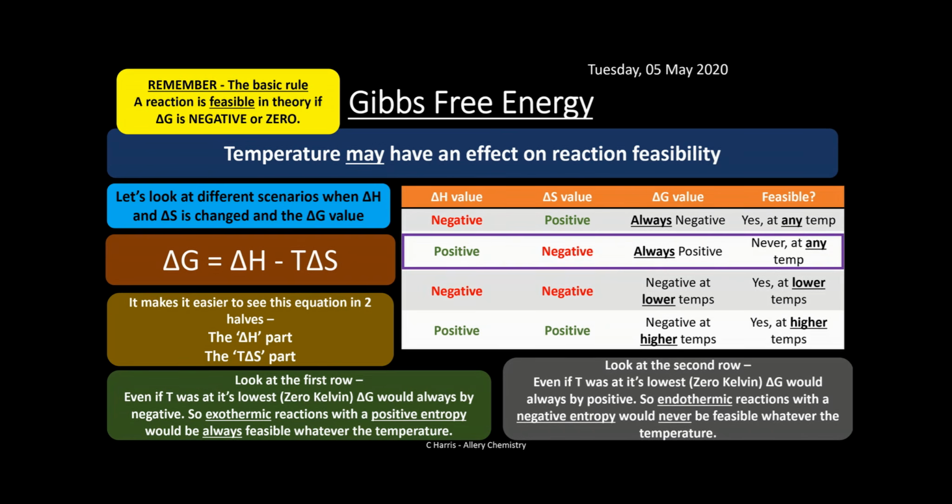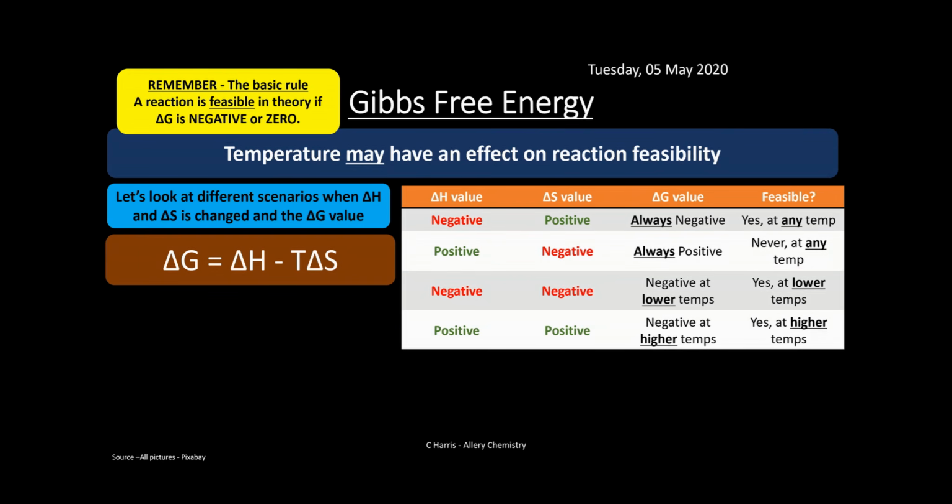If we look at the second row, even if T was at its lowest temperature, which is 0 Kelvin, delta G would always be positive. So endothermic reactions with a negative entropy change would never be feasible at whatever temperature. Try it. You put any number into that equation, and you will always see it would never be feasible.